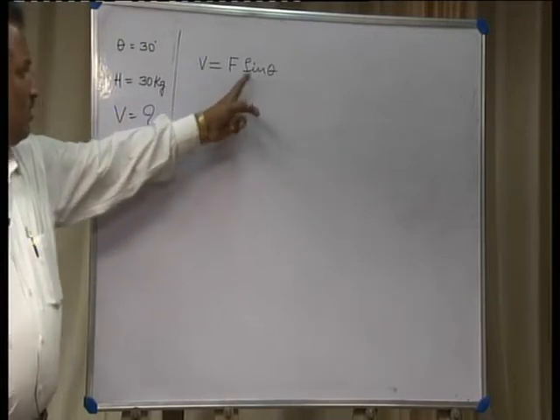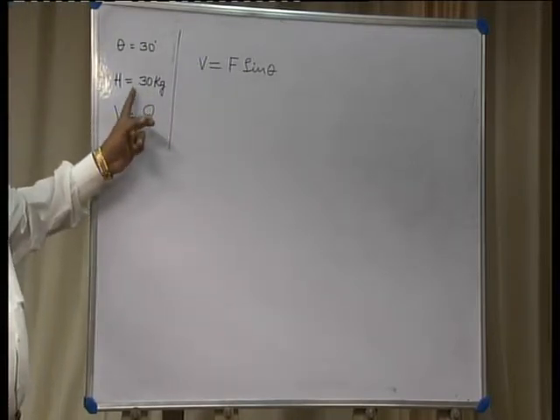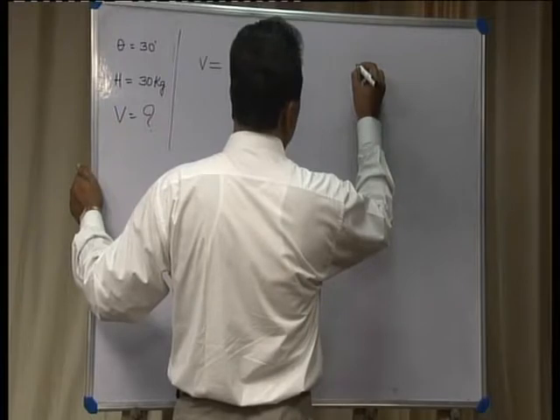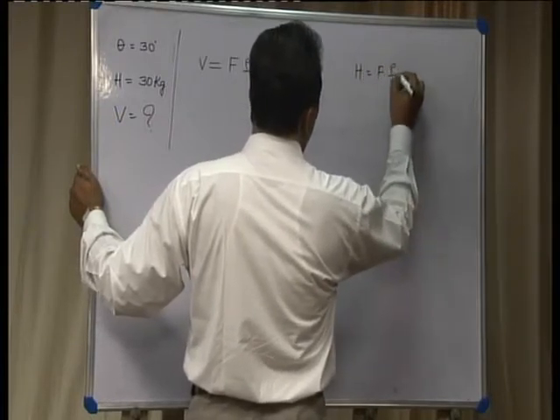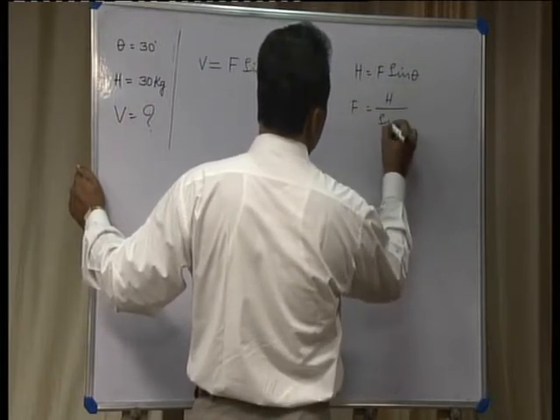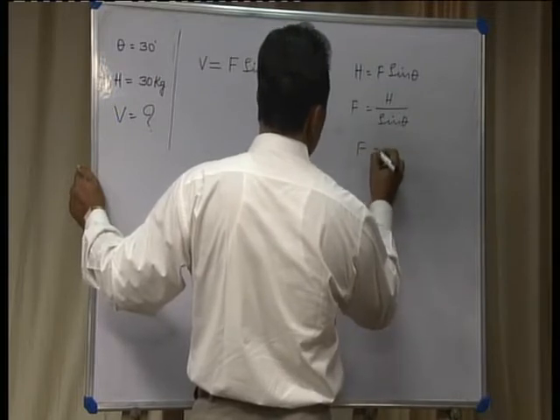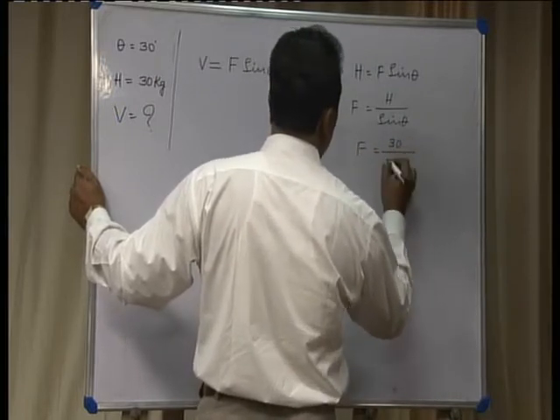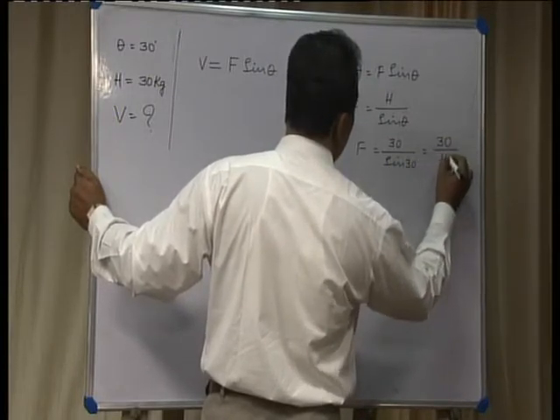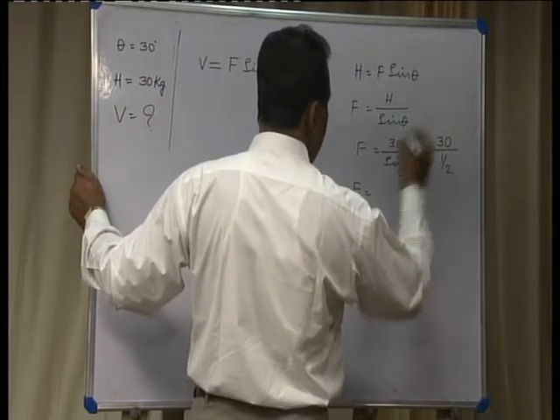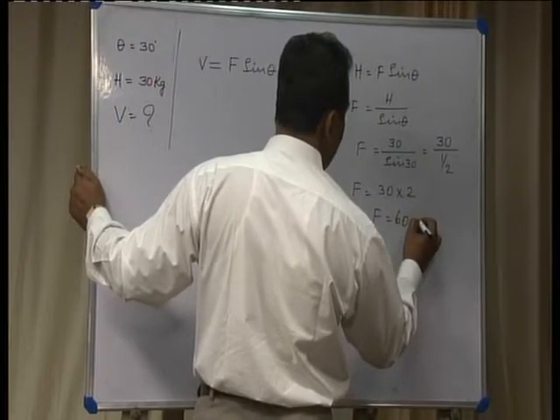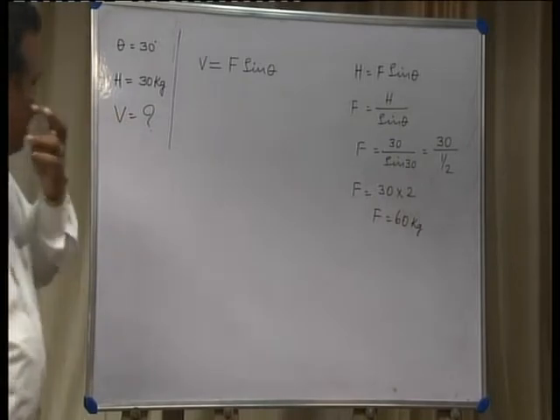So, theta is known, but F is not known, but the horizontal component is known. By using the given horizontal component, try to find the original force. We know that H is equal to F sin theta, that is F is equal to H by sin theta. So, F is equal to H, it is 30 kg divided by sin 30. Sin 30 we know is 1 by 2. The denominator of the denominator goes to the numerator, 30 into 2, original force is 60 kg because the horizontal component is given in terms of kg.